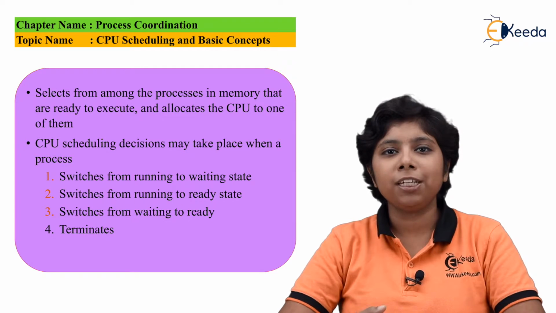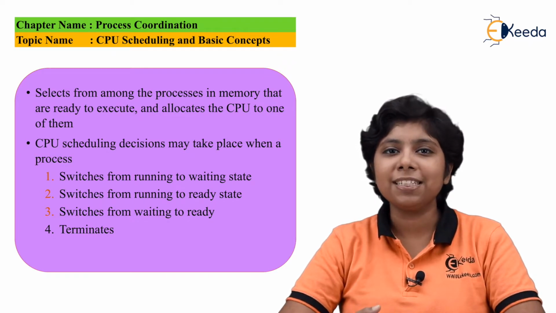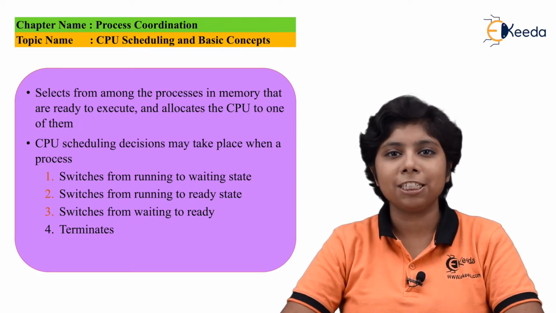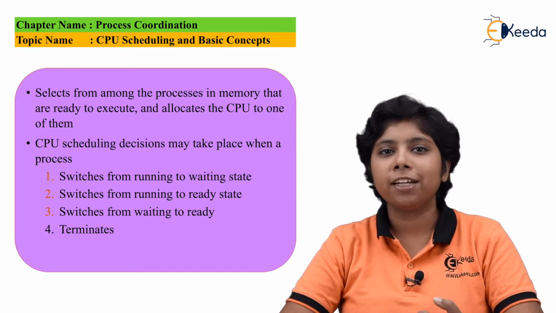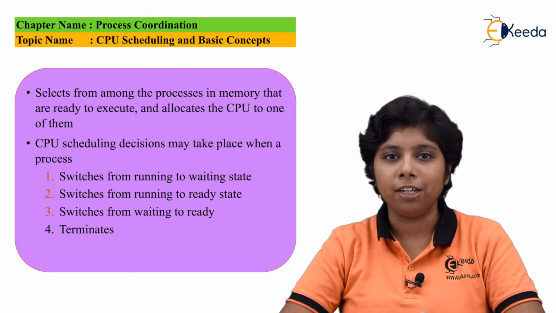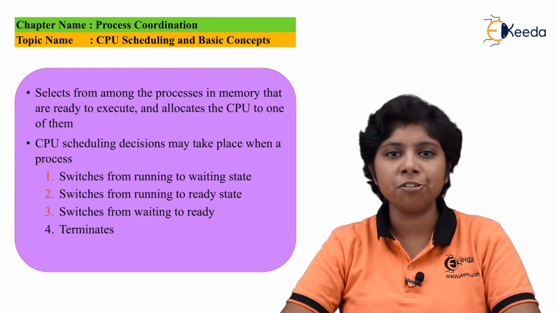Now the next option is the process going from the ready state to the waiting state due to an interruption. And the fourth option is when a process terminates. Now for options 1 and 4, there is no choice of CPU scheduling. If a process is exiting, then another process should execute from the ready queue.